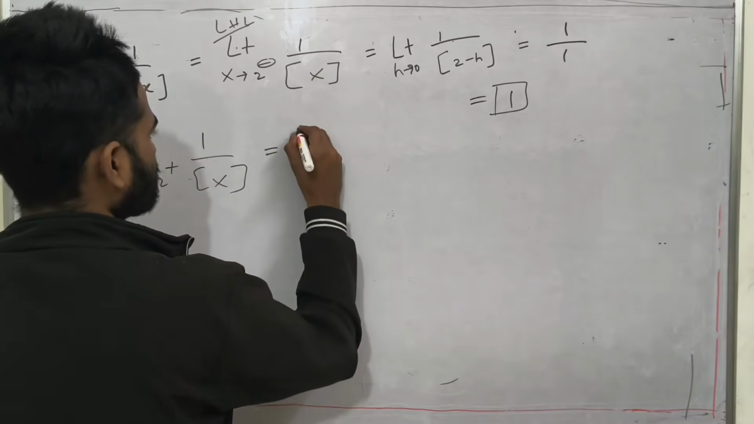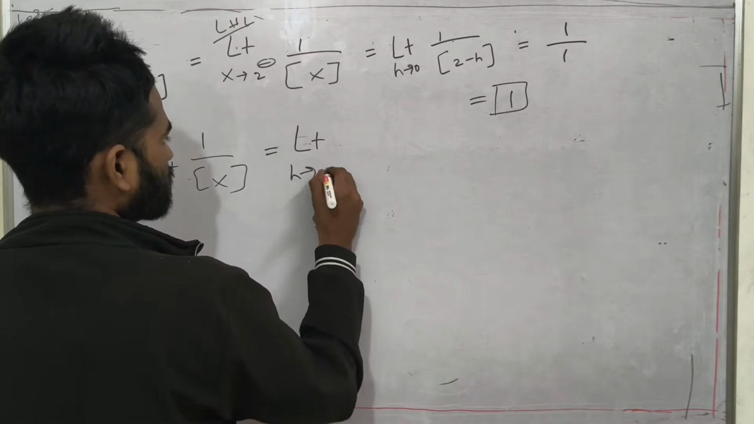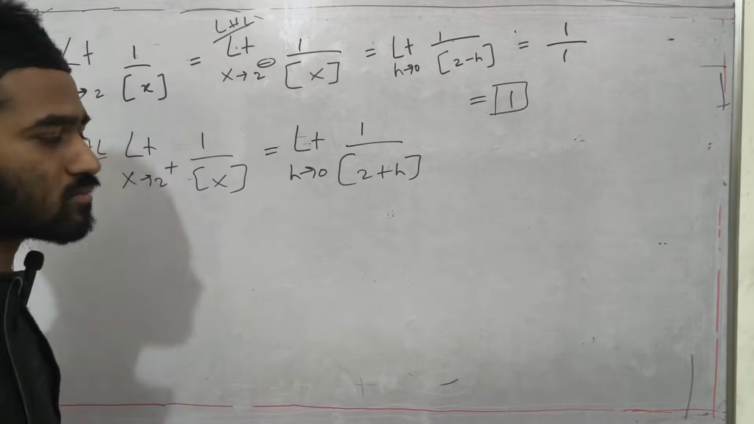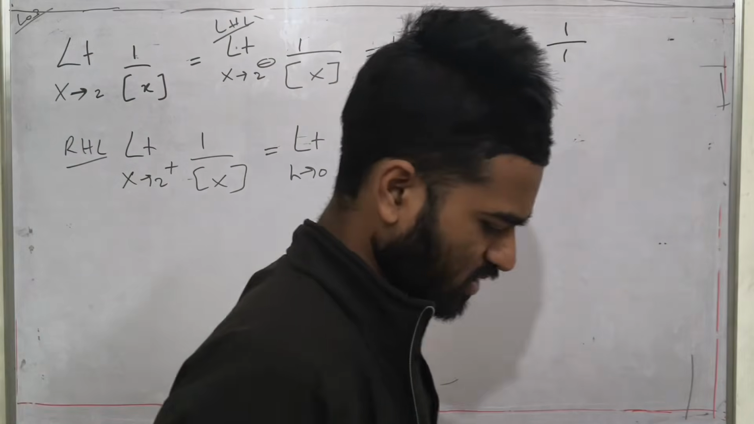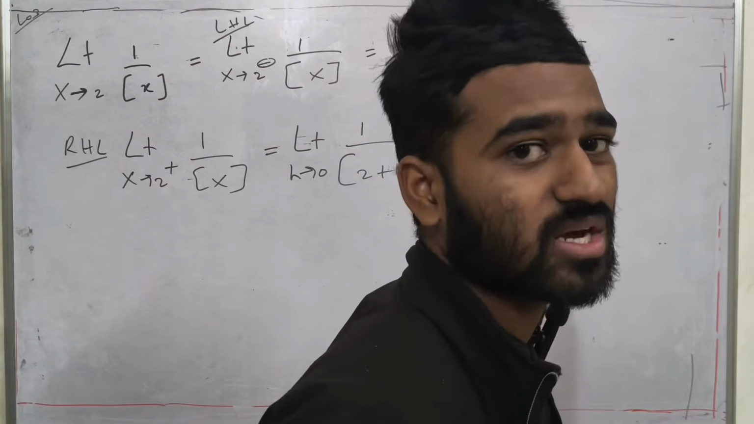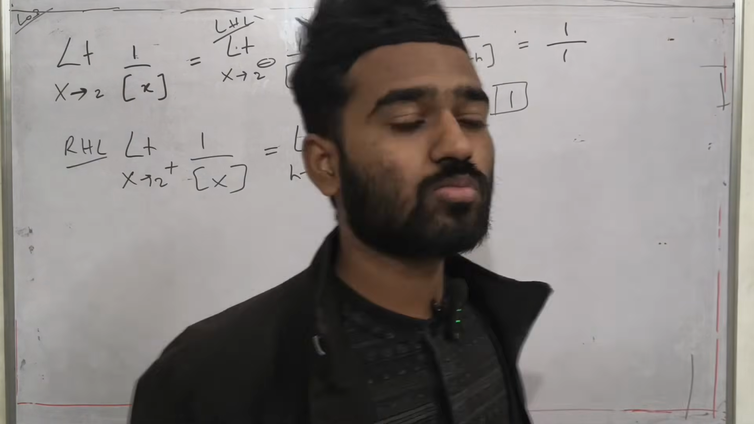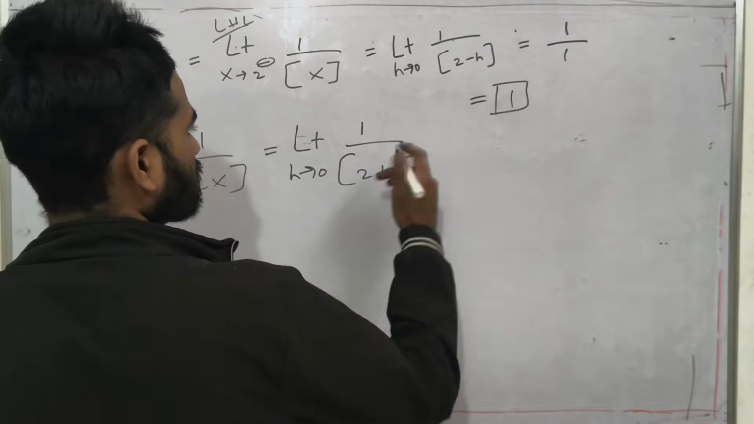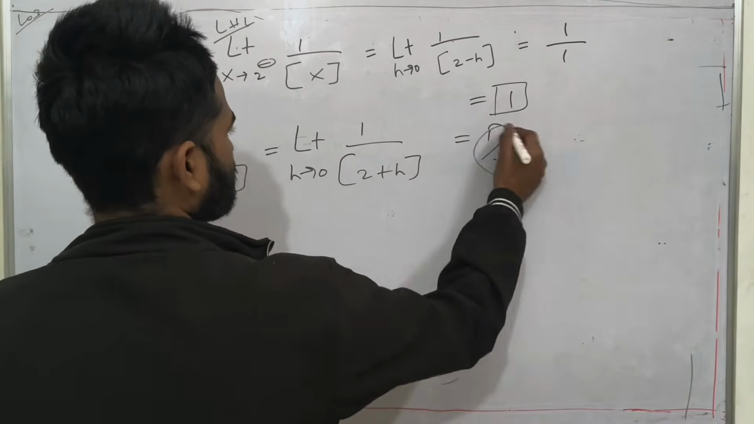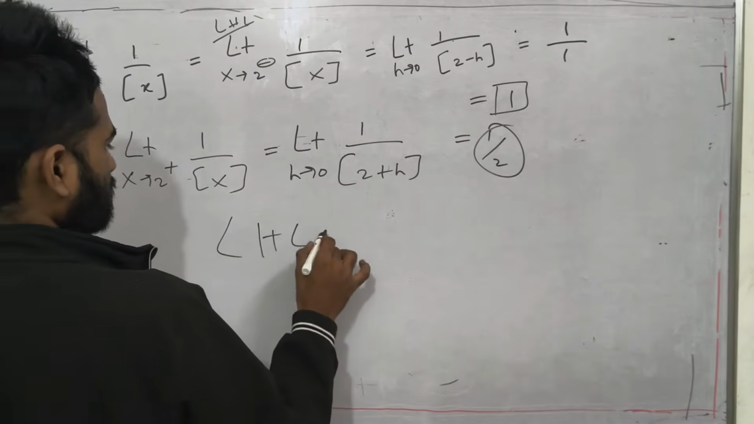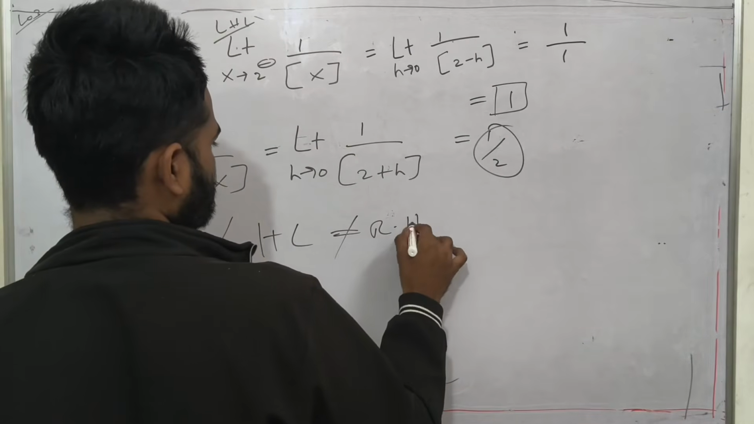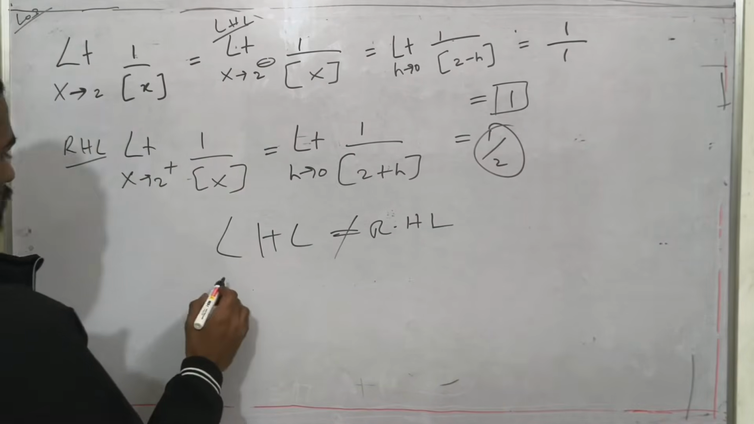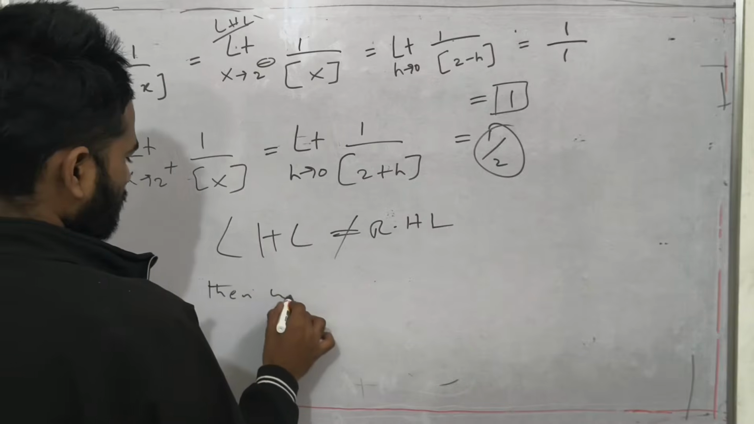Similarly the right hand limit: x tends to 2 plus of 1 by step x equals limit h tends to 0 of 1 by step of 2 plus h. Since 2 plus h is greater than 2, step of 2 plus h is 2, so it equals 1 by 2. The left hand limit is not equal to the right hand limit, so we can say the limit does not exist.